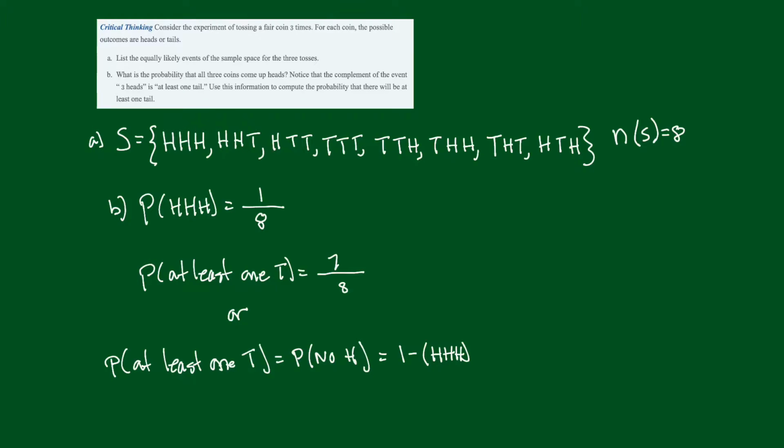Or I could write it like this. What's the probability of at least 1 tail? All right, that's going to be the complement of getting no tails, I mean all heads, right? What's the opposite of no heads? At least 1 tail. Now, this is the complement, so I can write 1 minus the probability of all heads. This is going to be 1 minus 1/8, so this turns out to be 7/8.